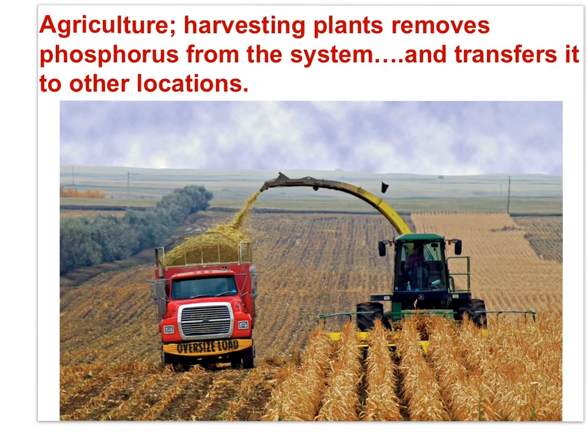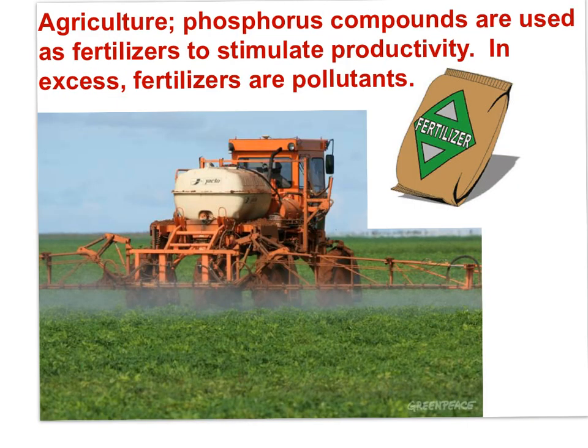Remember, nutrient cycles are subject to disruption. Thus, harvesting plants removes phosphorus from the system and transfers it to other locations. In agriculture, phosphorus compounds are used as fertilizers to stimulate productivity. In excess, fertilizers are pollutants.